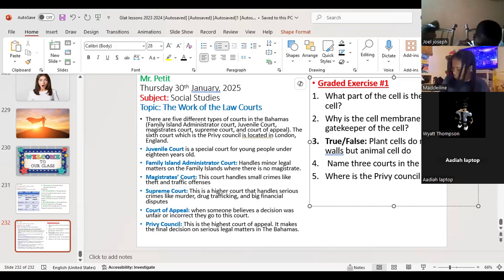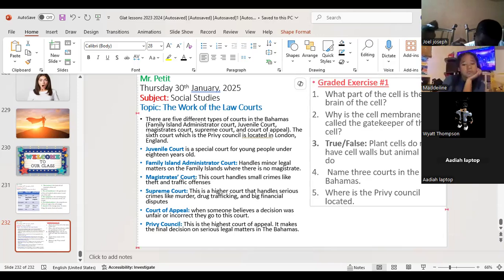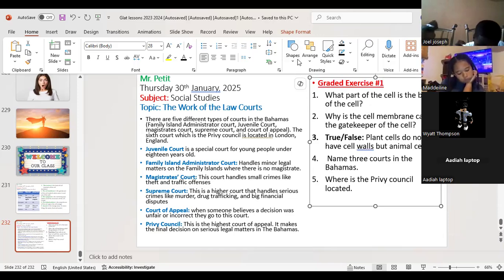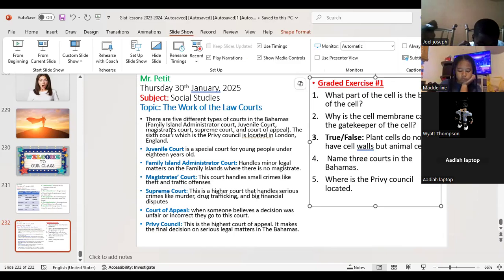Okay, good. Just those five questions for me. We're going to do them inside of your book. First question: what part of the cell is the brain of the cell? Number two, why is the cell membrane called the gatekeeper of the cell? Number three, true or false? Plant cells do not have cell walls, but animal cells do. Number four, name three courts in the Bahamas. Number five, where is the Privy Council located? Go ahead and answer those things.